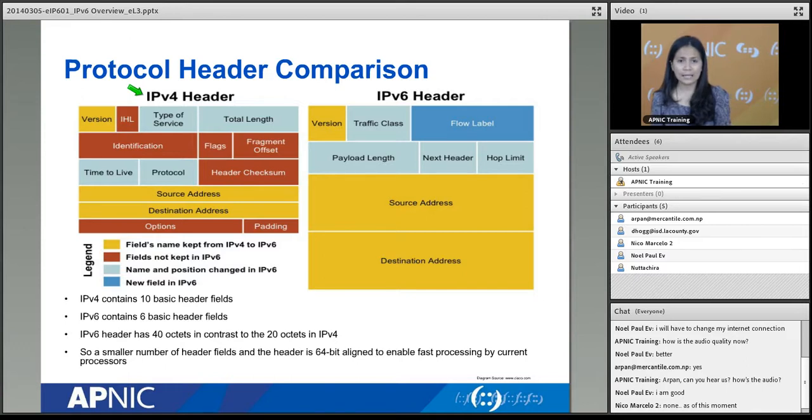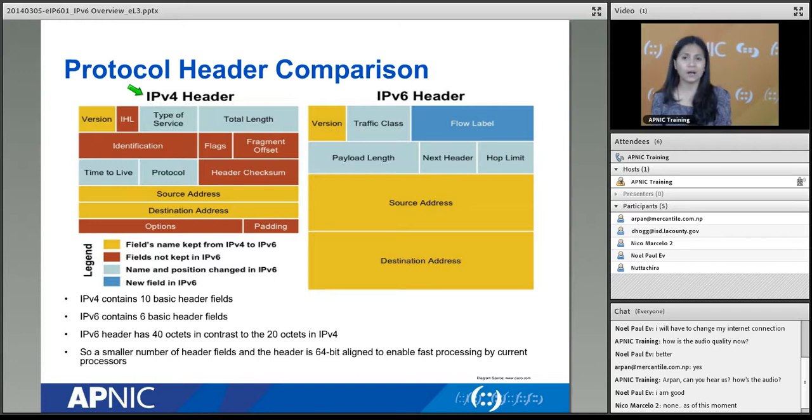Now total length in IPv4 has been moved to payload length in IPv6 because, as we mentioned earlier, IPv6 has a fixed header length. So we don't exactly need to compute the header size because you know that it is 40 bytes. Your router only has to compute the length of the payload itself. We also have time to live in IPv4, which is now hop limit in IPv6.